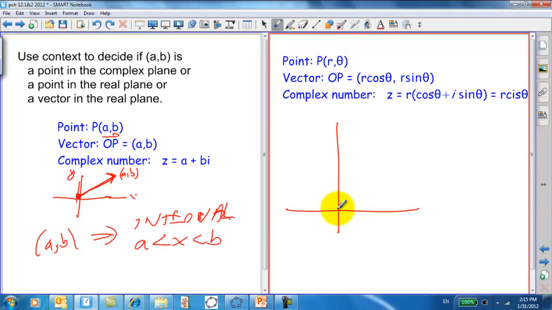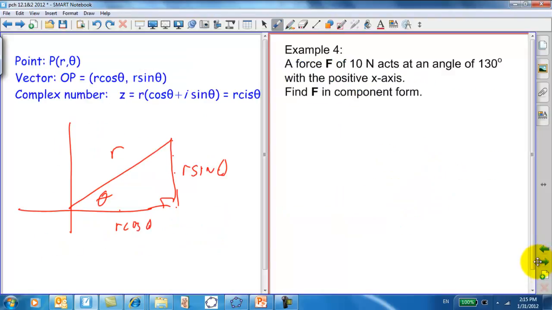Remember how we used to write in the last chapter R at an angle of theta? And we broke down the components. This was R cosine theta. This was R sine theta. Converting polar into rectangular. And now we're talking about converting vectors in this sort of angle notation over here, R and angle theta, into component form. So that comes in this problem.